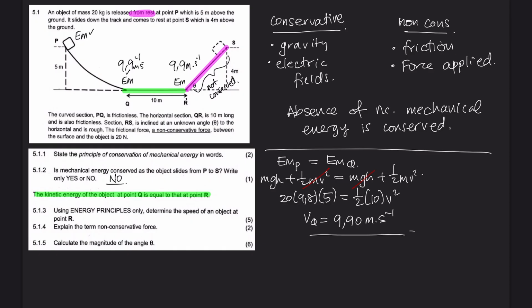Okay, question 5.1.4. Explain the term non-conservative force. Again, definition, you have access to that. I'm not going to go through that. Now, last question, 5.1.5, calculate the magnitude of the angle theta.